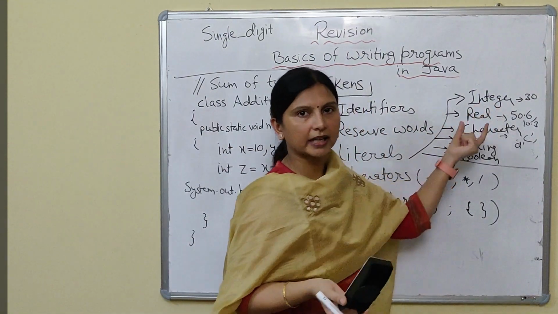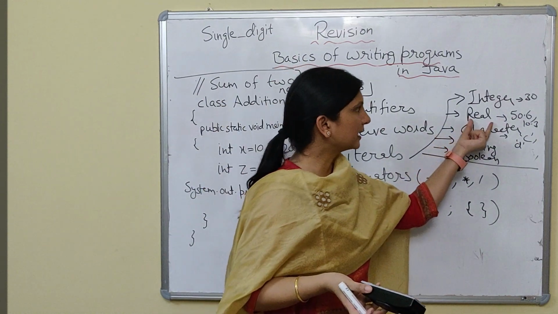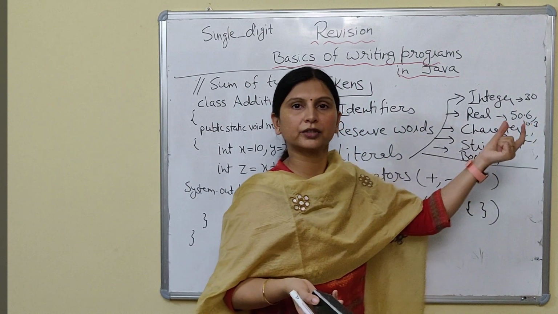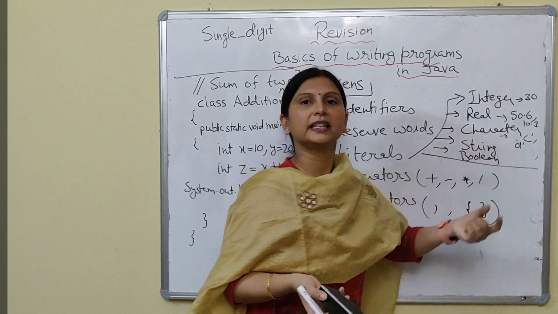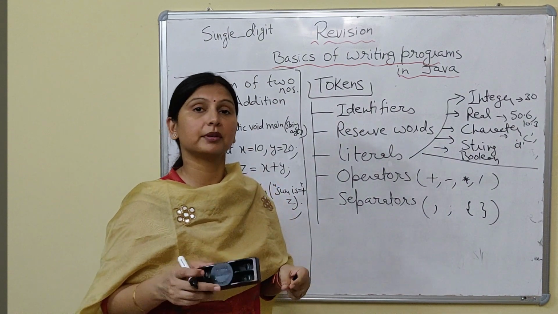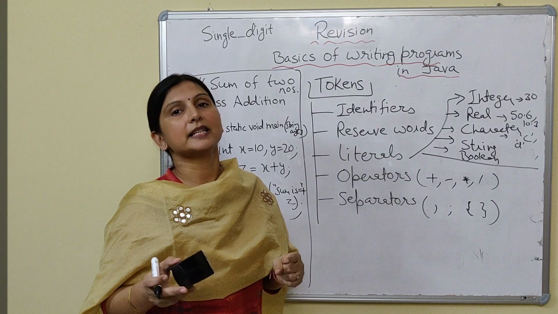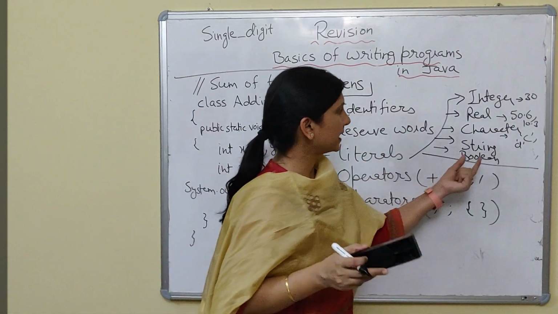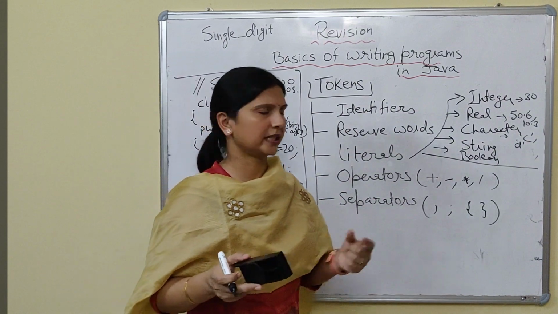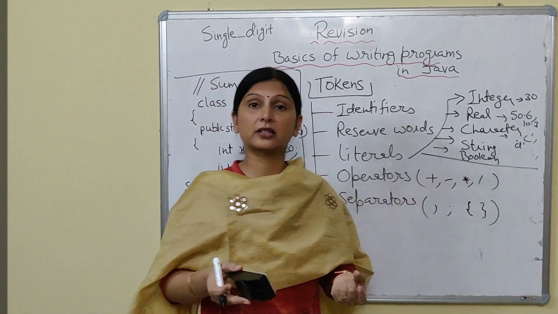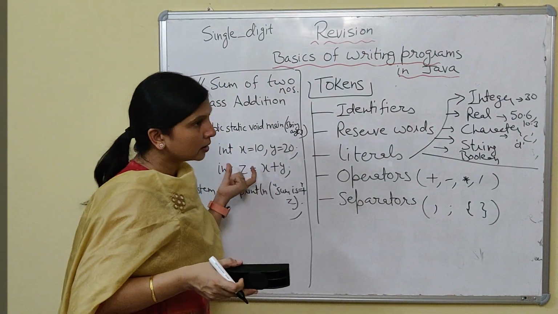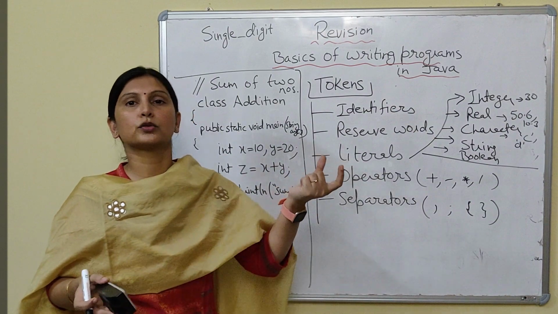So 5 types of literals we have studied. Integer literal type, any whole number value. Real literal type, floating point, any decimal value, 50.6, 10.3. Fine. Character type, any single character. It can be an alphabet, a number, any symbol within single quotes. Fine. String, any string within double quotes, like hello, welcome, whatever, any string. Boolean means true or false. If in a program you have used boolean x equals true.